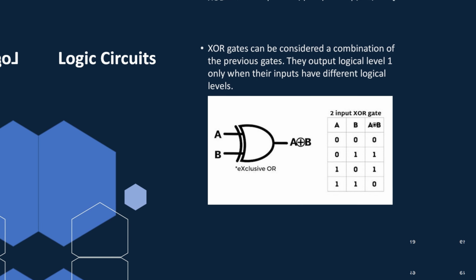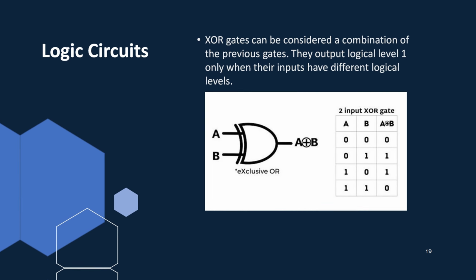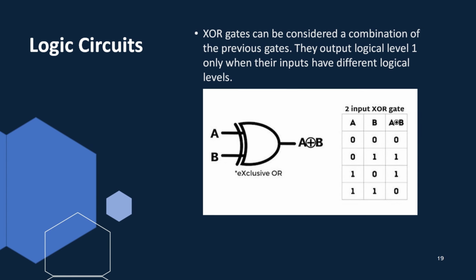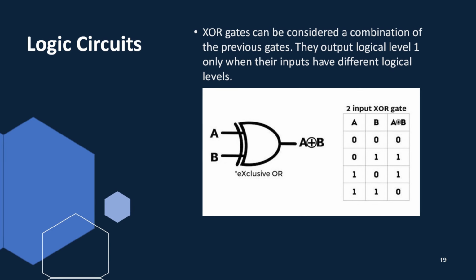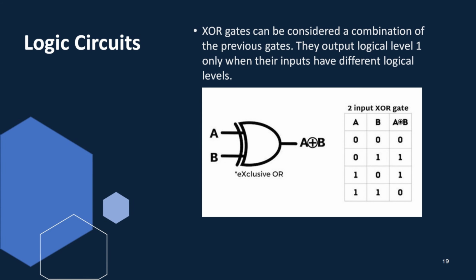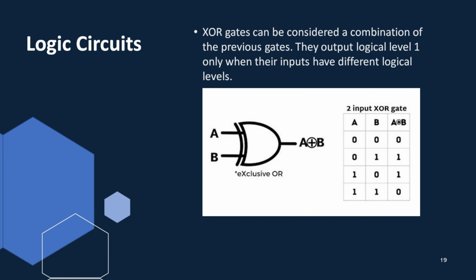XOR gates, or exclusive OR gates, can indeed be considered a combination of the previous gates. They produce a logical level 1 output only when their inputs have different logical levels. In other words, if one input is at logical level 0 and the other is at logical level 1, the output will be at logical level 1. However, if both inputs are at the same logical level, either both 0 or both 1, the output will be at logical level 0. Below is a truth table illustrating the behavior.